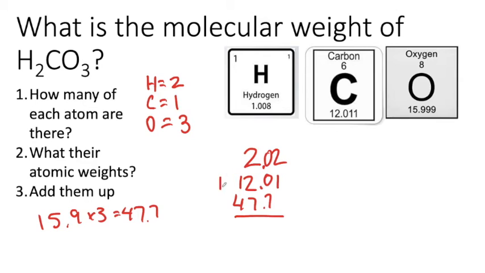And then I'm going to add up all my stuff. So I've got, and I'm just using a calculator for this, I'm taking 2.02 plus 12.01 plus 47.7, and I get 61.73. So H2CO3 should have a molecular weight of 61.73 grams per mole.